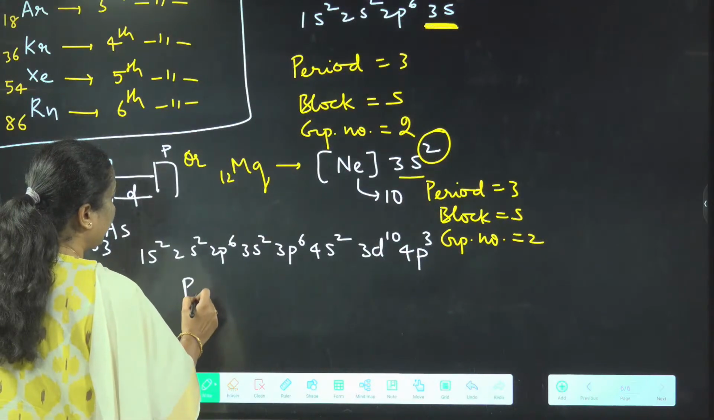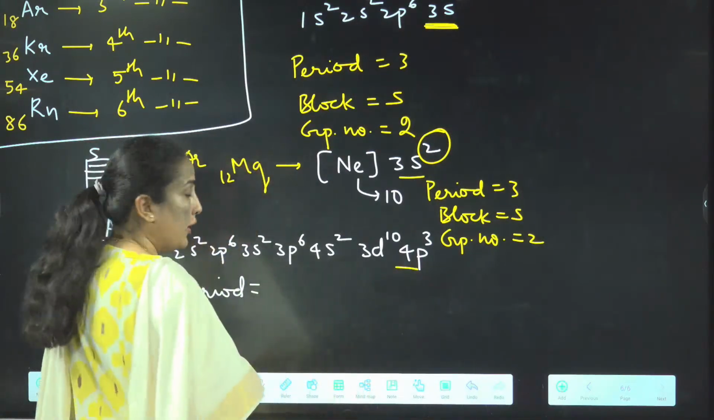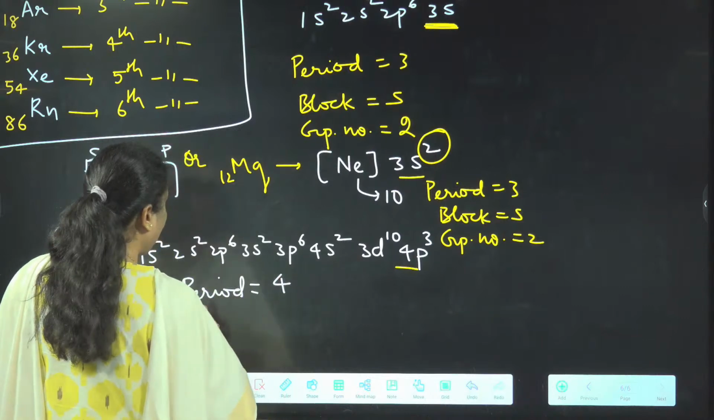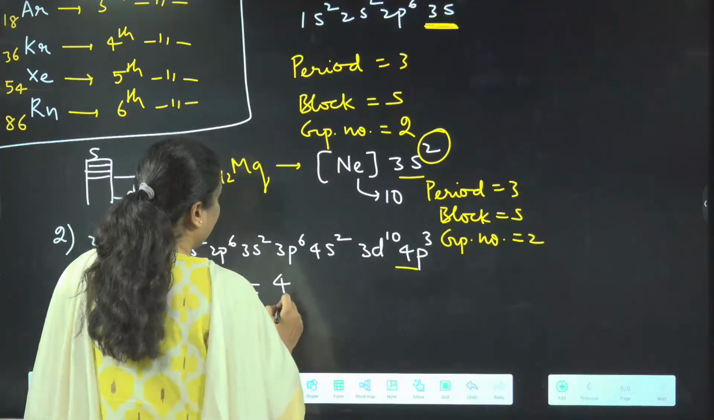Now, what is the period number here? Period is, outermost shell is 4. So period is 4. What about block? Where the last electron has entered. It has entered into P. So it is P block.